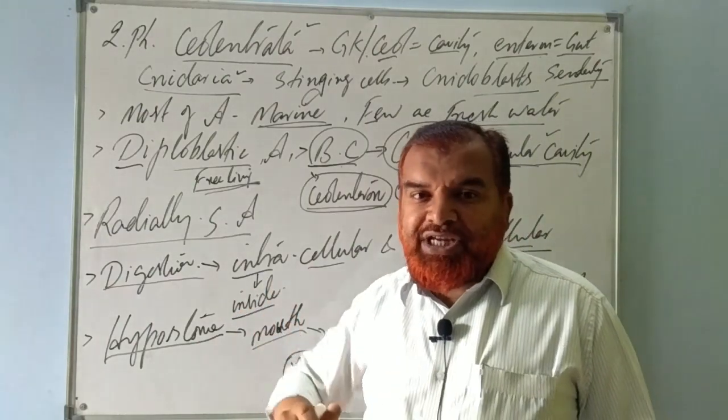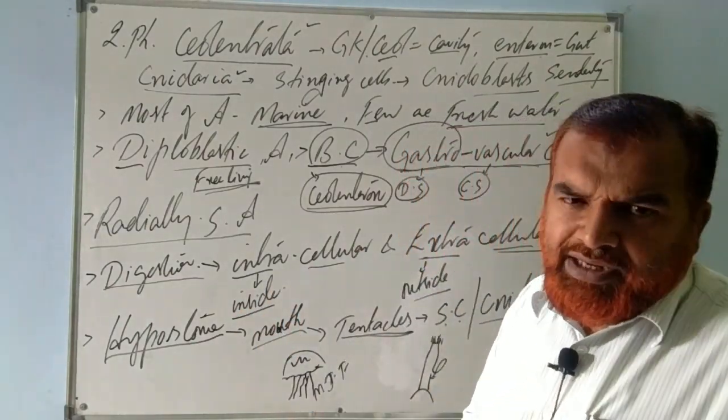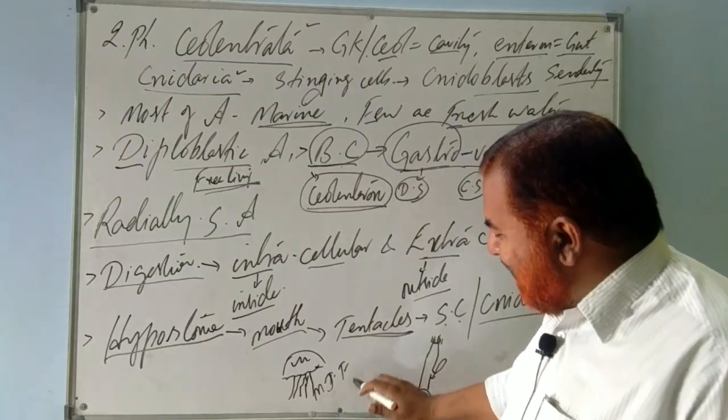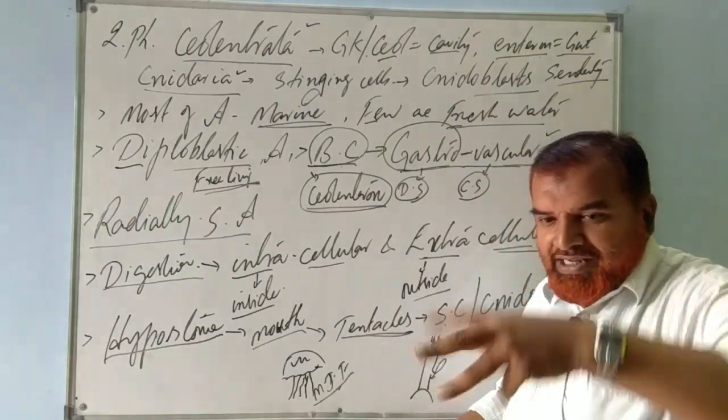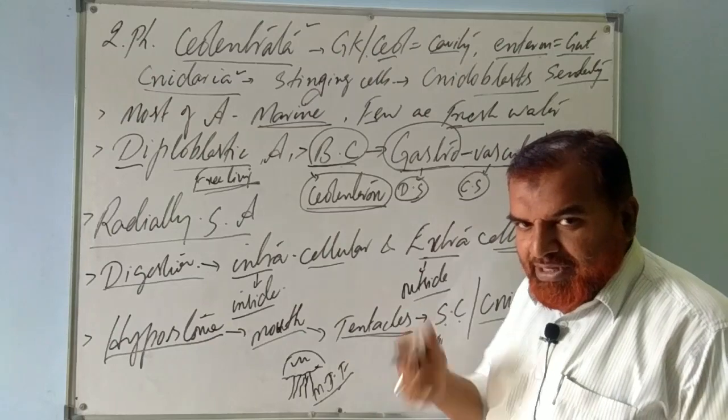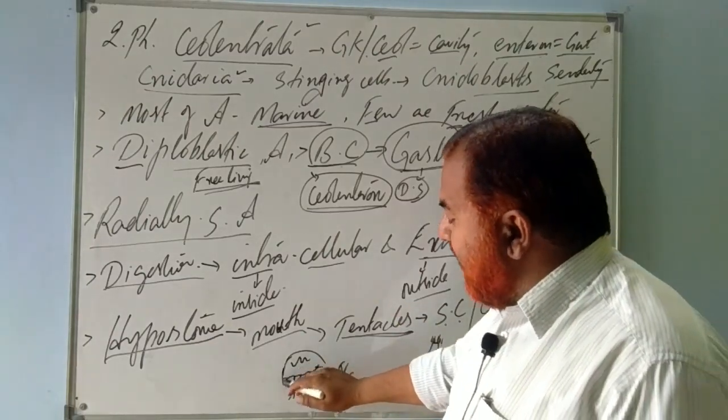So moon jellyfish. MJ means moon jellyfish, not Michael Jackson, right? Moon jellyfish. It does like Michael Jackson also. You can remember it in that way also. Aurelia.